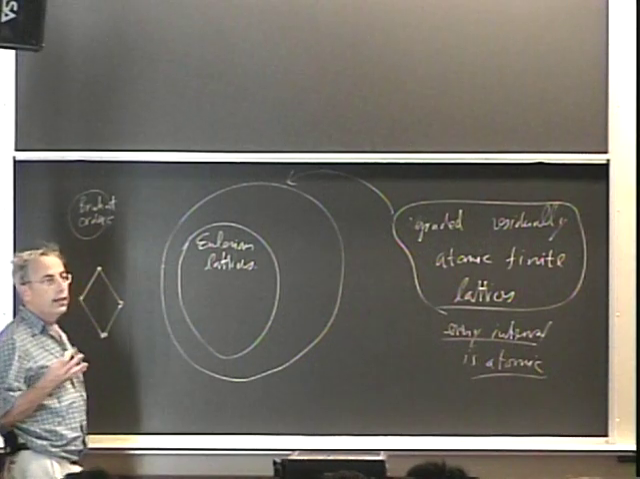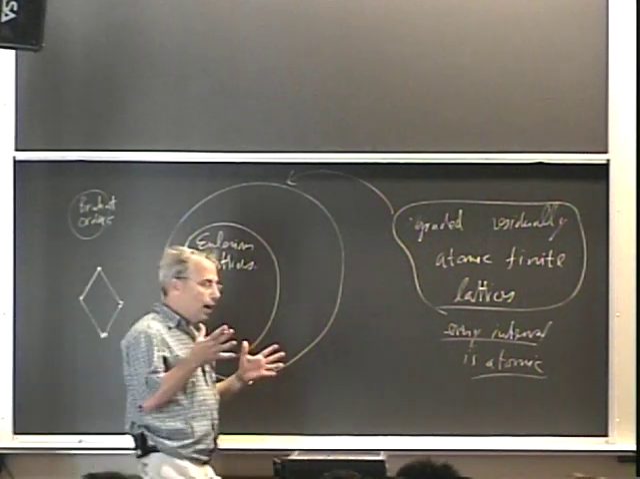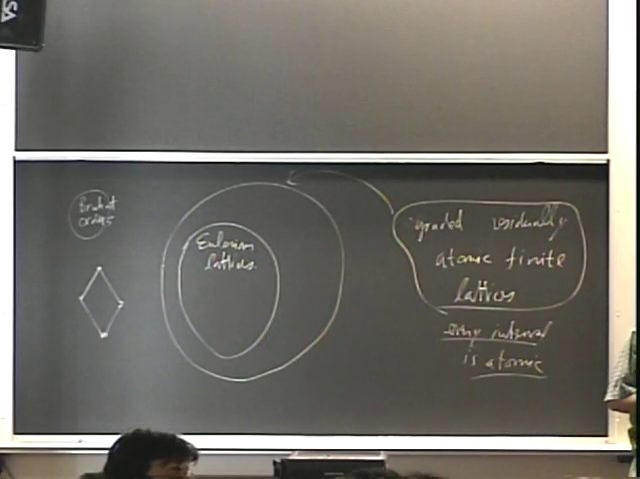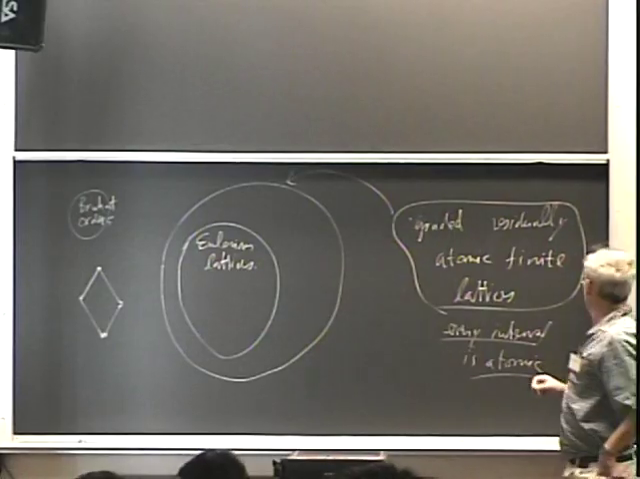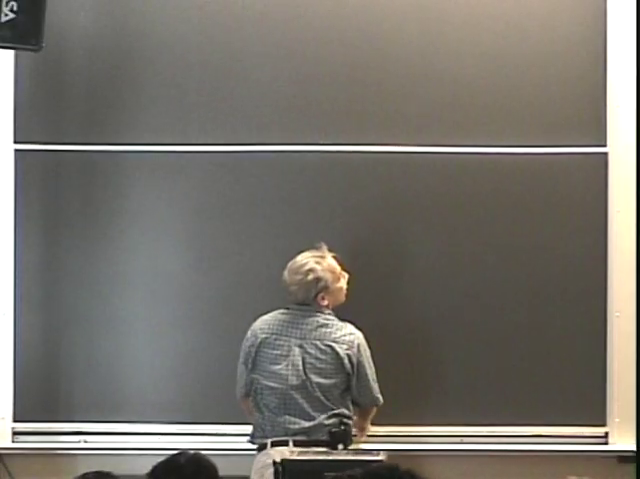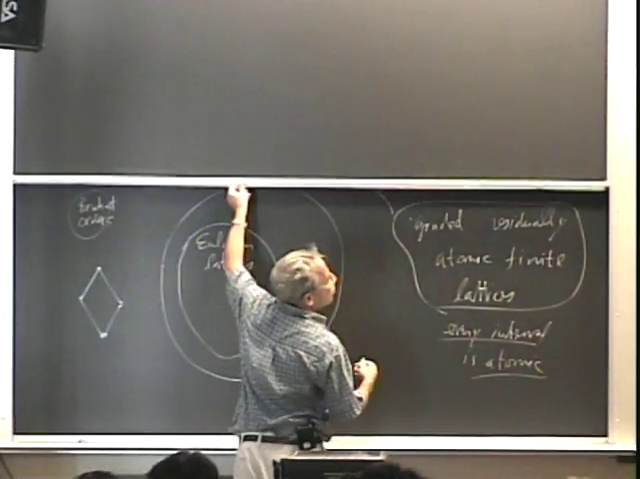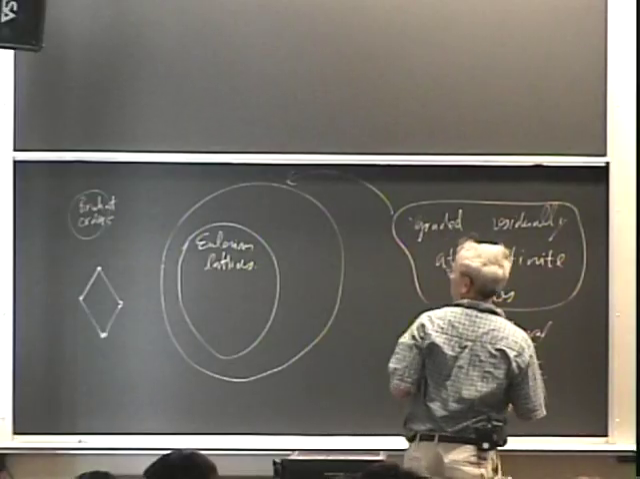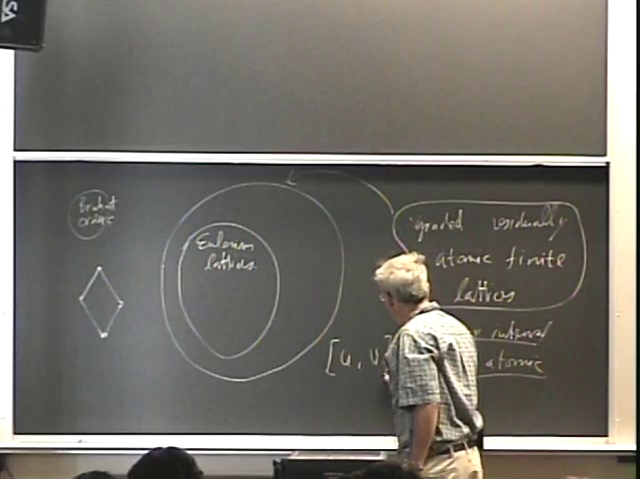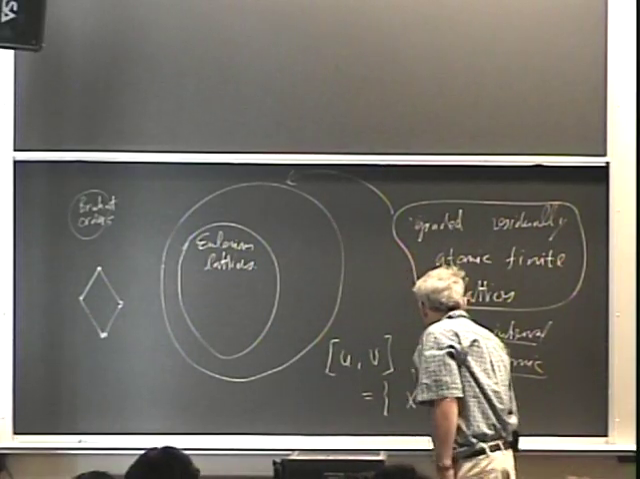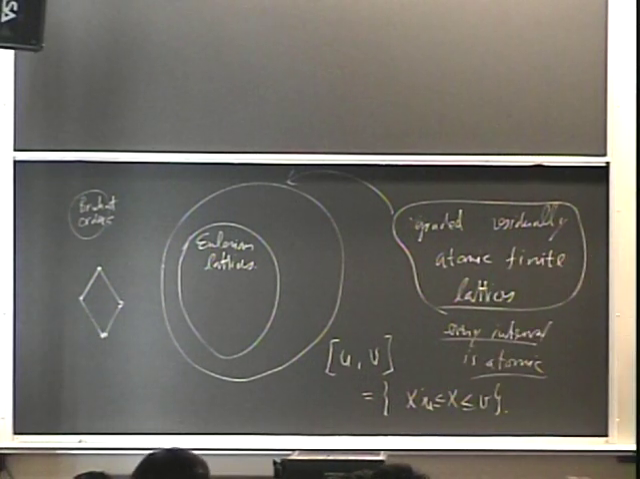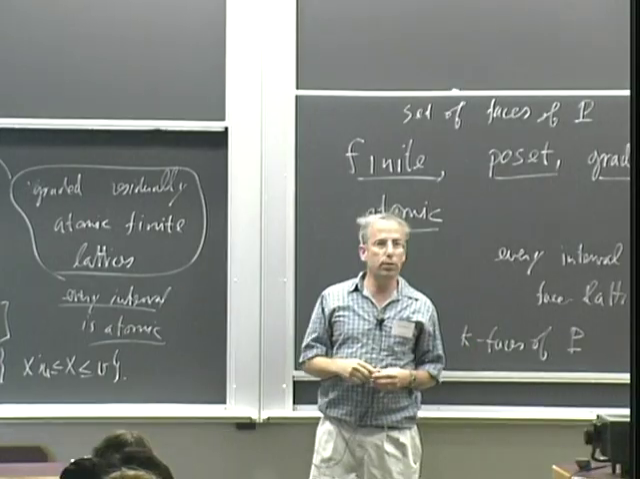Polytopes topologically are more restricted than just what's derived by Euler. Yes? What's an interval? Yeah, sorry. Interval in a poset. The interval between u and v is the set of all x so that x is greater or equal to u, less or equal to v. So the interval in a partially ordered set is all the elements which are in between.